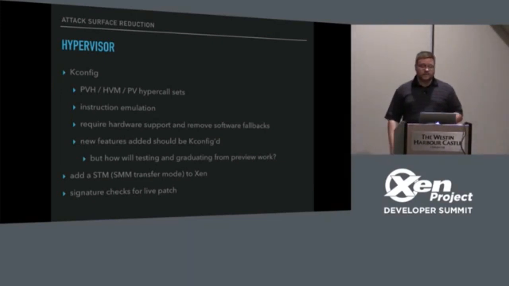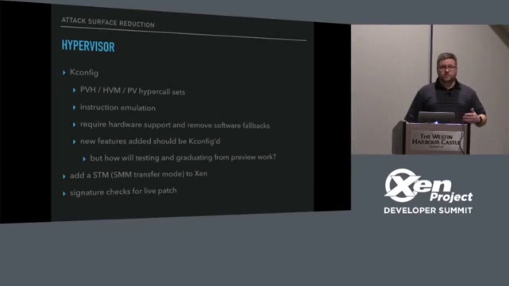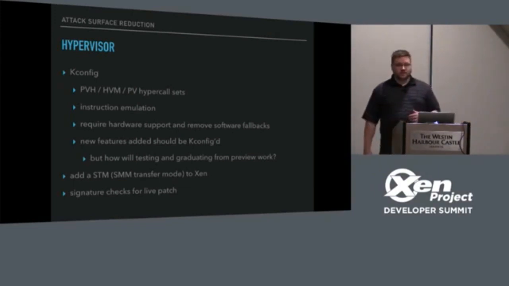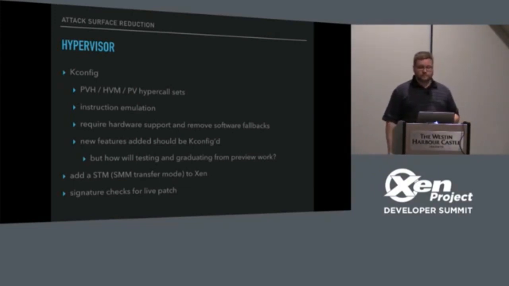So another thing we can do is remove some of the automatic software fallbacks. So we've kconfigured out, for example, shadow paging, which is going to require that you have EPT or NPT. But there's further bits that can be done for that. So, for example, IOMMU, you could do something where you just have to have the IOMMU.